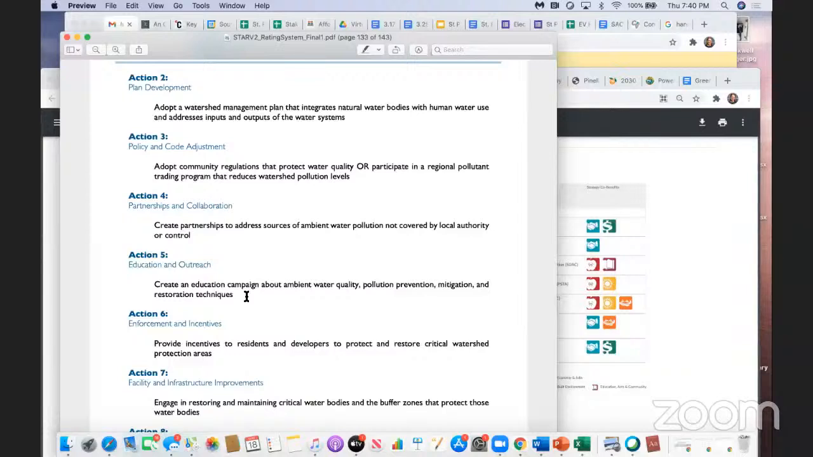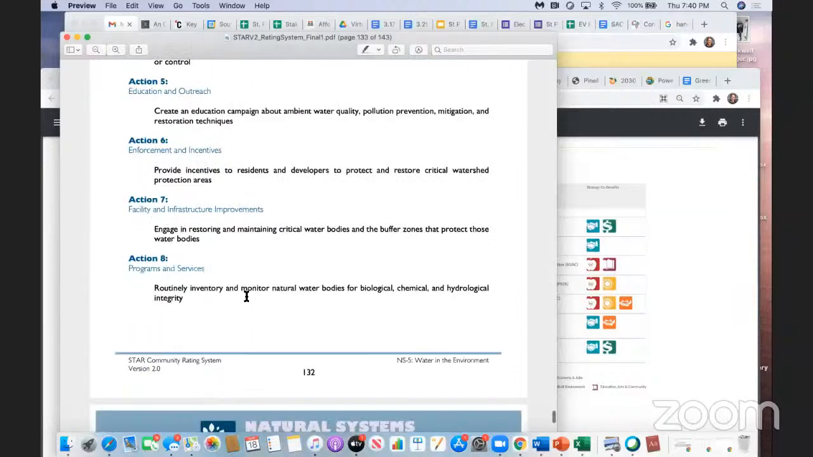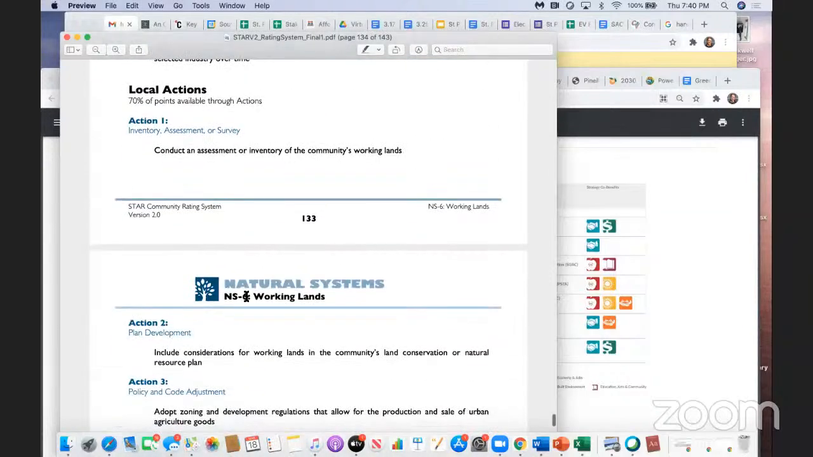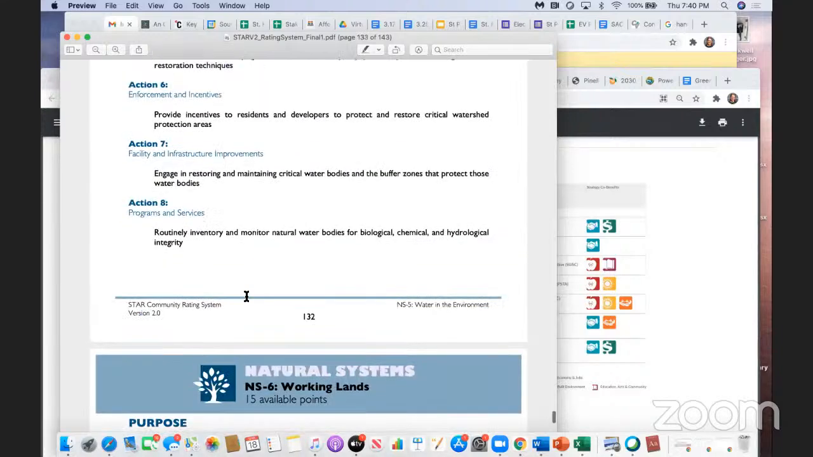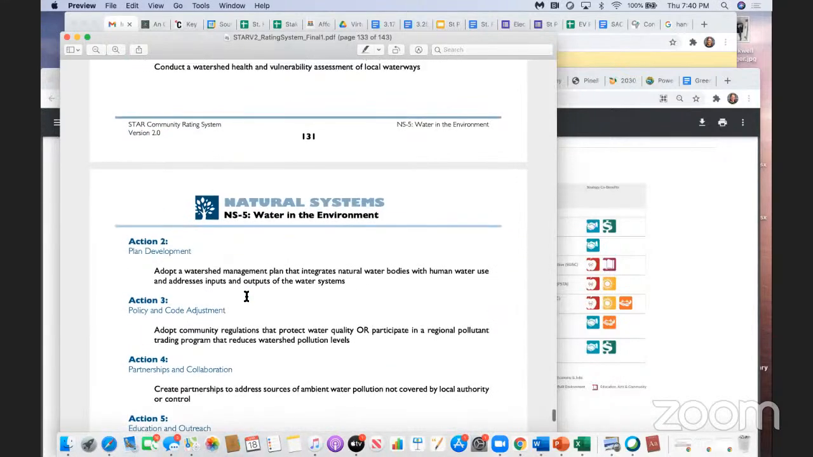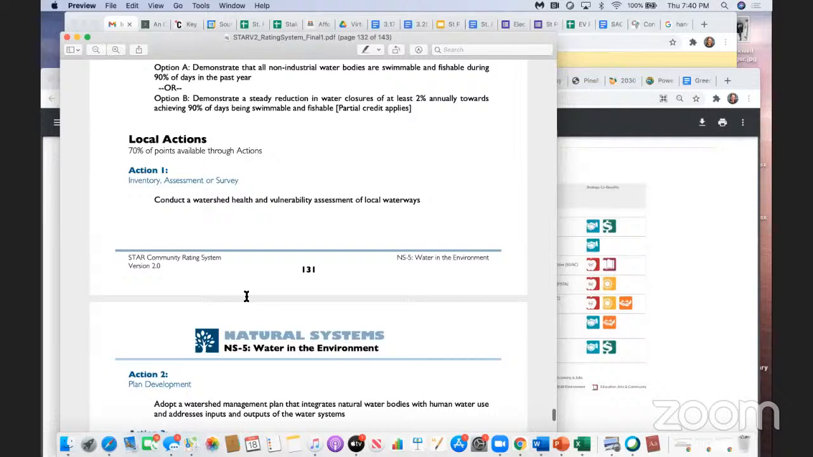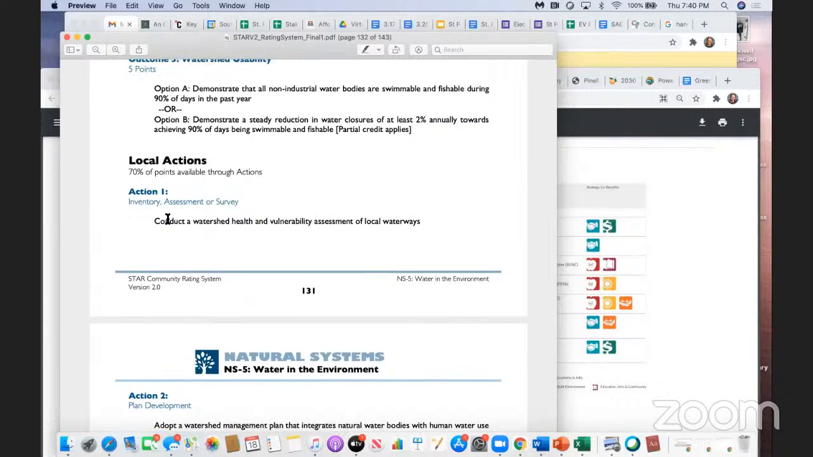And then receiving 6 votes, now here's the tricky part, are action items 1, 2, 6, 7, and 8. So that would bump us up to about 20 local actions. So let's look at those. Natural systems 5 is the water again. Item 1 is conduct a watershed health and vulnerability assessment of local waterways.